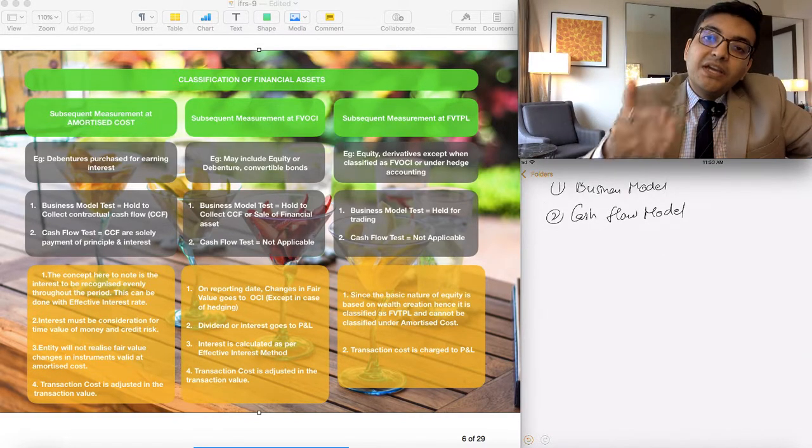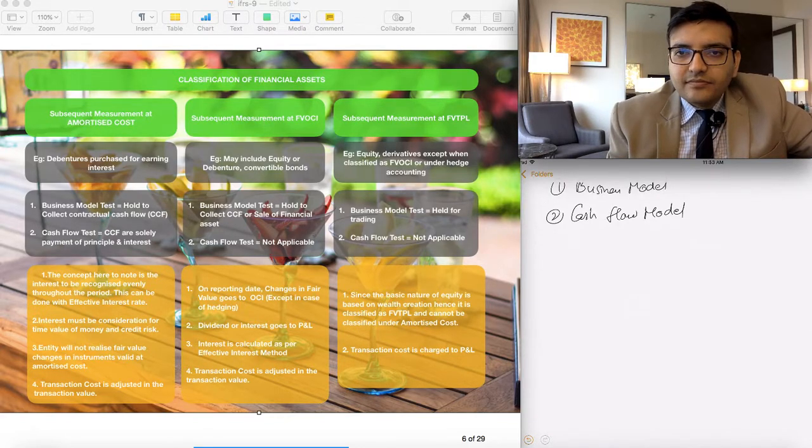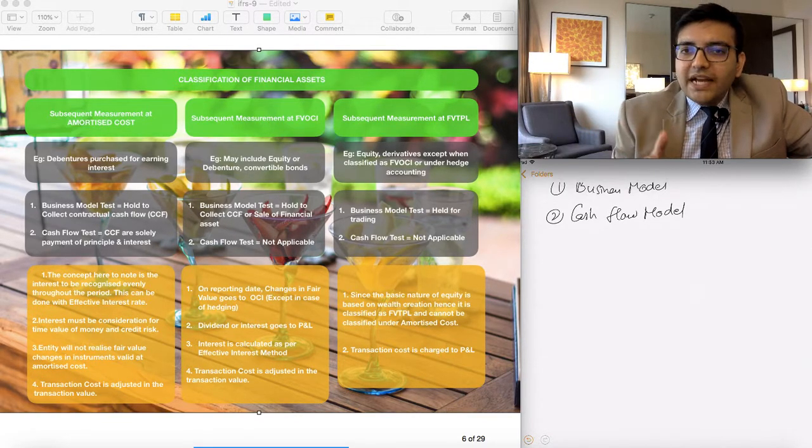If the company's main motive is to gain from the increase in value of an asset, then it should be classified as FVTPL. It is simple. There is no cash flow involved. The company's main motive is not to hold the asset and earn from the cash flows. The main motive is to earn from the increase in share price, the increase in the price of the asset.